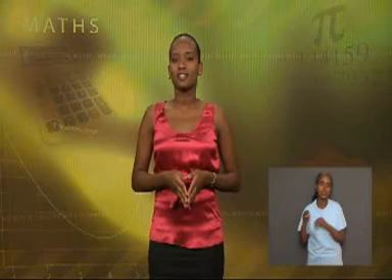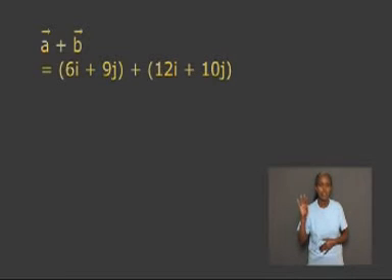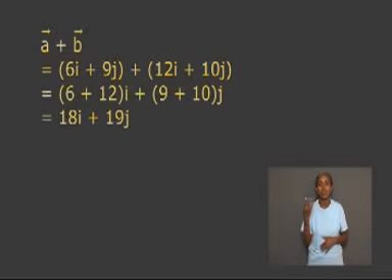Welcome back, students. The terminal points of vector A and B, respectively, are at coordinates 6, 9, and 12, 10. The terminal point of vector A plus vector B is 18, 19. This can be found by adding the corresponding coordinates of the terminal points of both.